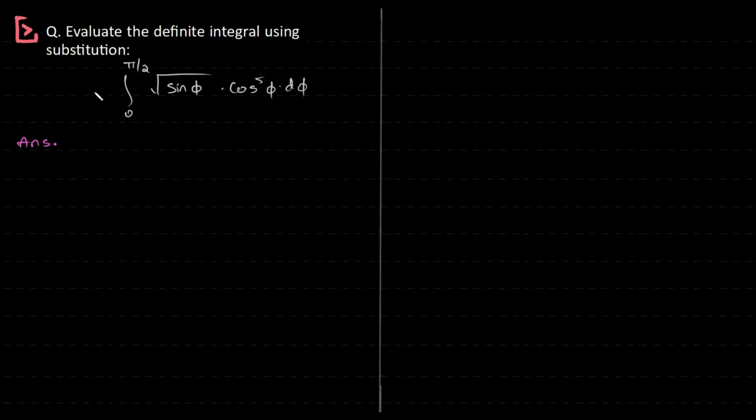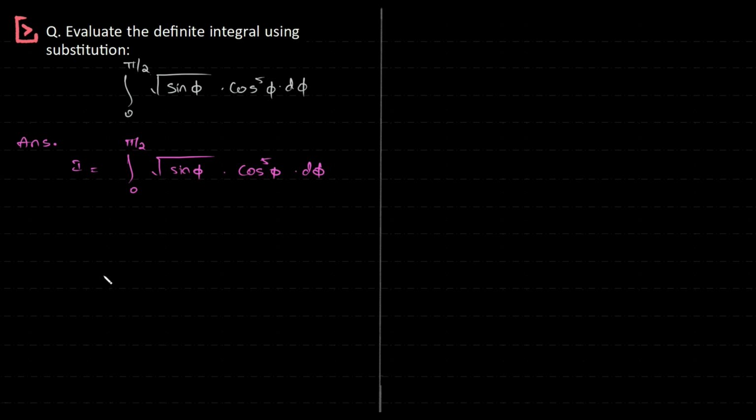Evaluate the definite integral using the substitution. So we have I is equal to the integral of square root of sine phi into cos to the power of 5 phi d phi. It's a clear indication to substitute t as sine phi. But this particular expression, if I do substitute that, what will happen to this?